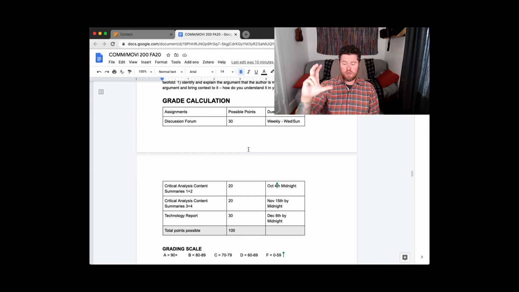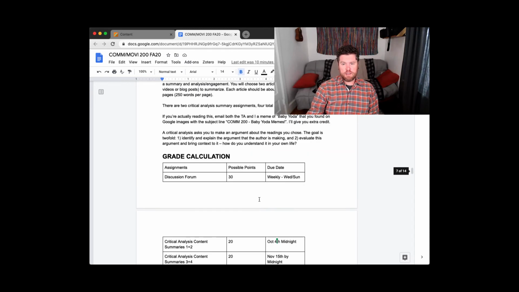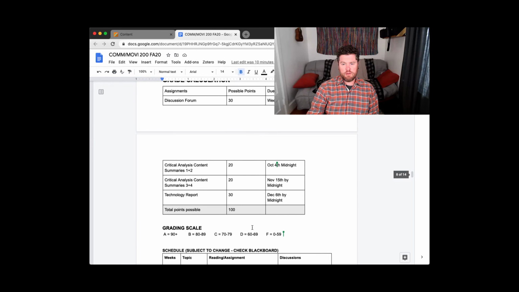We'll talk more about what those look like. But they are 2 separate assignments, each of them having 2 article summaries in them. Okay, and then the final technology report is going to be pretty straightforward as well. There's lots of time before we talk about that.